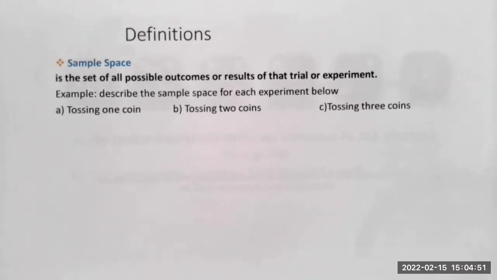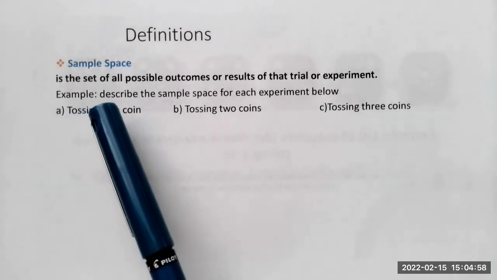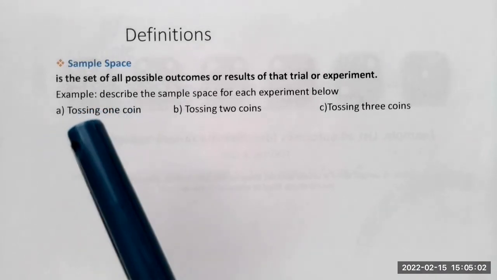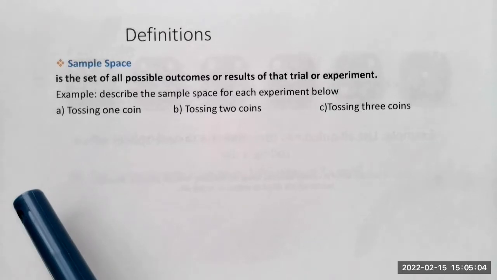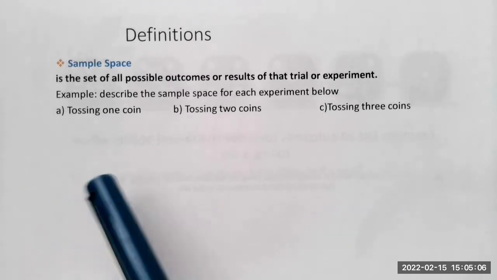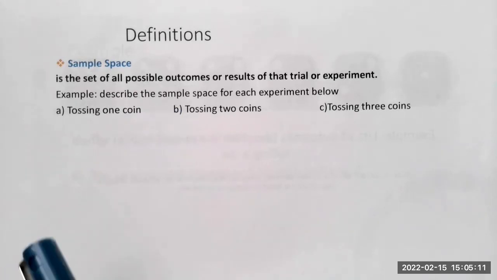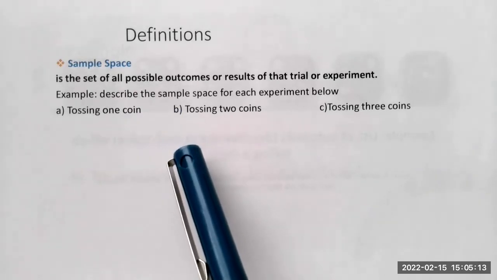The next definition that we're going to tackle is a sample space. A sample space is a set of all possible outcomes or results of that trial or experiment. For example, we're going to describe the sample space for 3 experiments below.